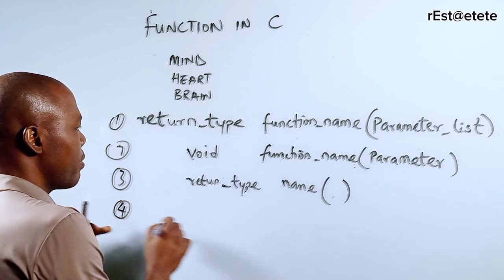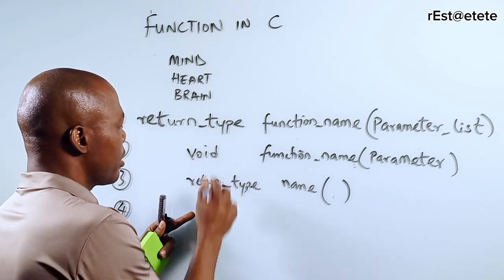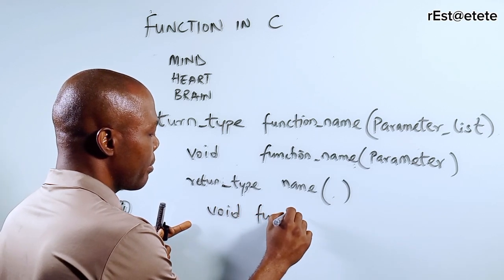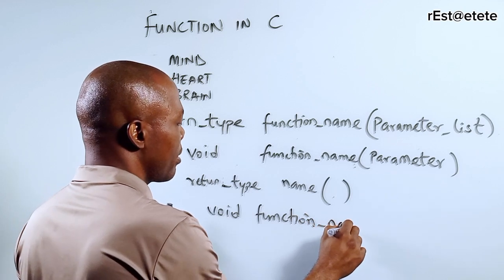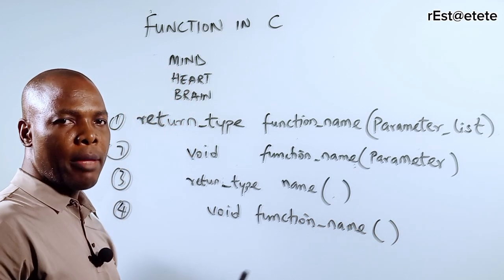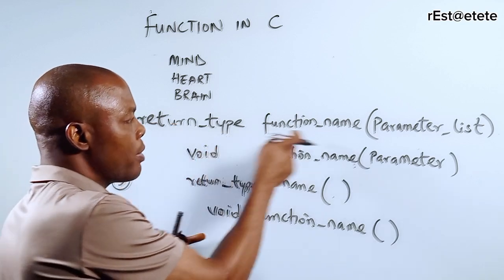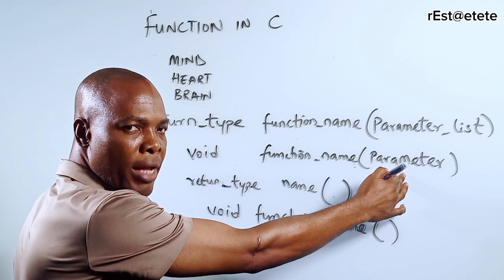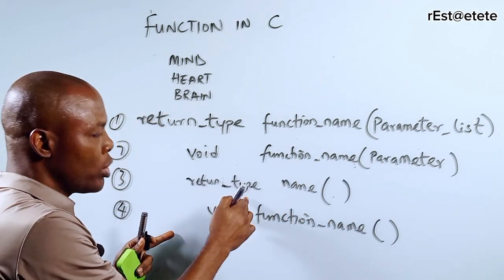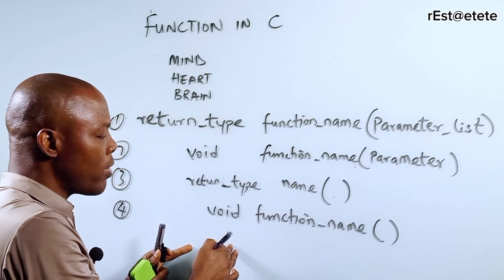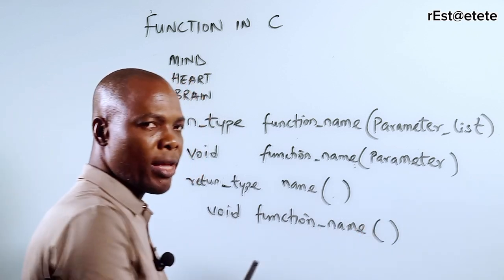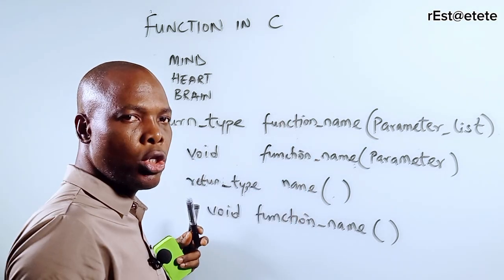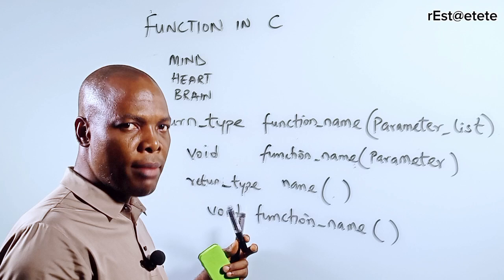Then you can also have a function that will have void, then function name, and no return type. So you can have a function that will have return type, function name, and parameter. You can have a function that will have no return type, but there will be parameters applied to it. Then you can have a function with return type, but no parameter supply. And you can equally have a function with no return type, no parameter supply. So what is this function going to perform? In the course of teaching you function, I'm going to show you example of these different types of function.